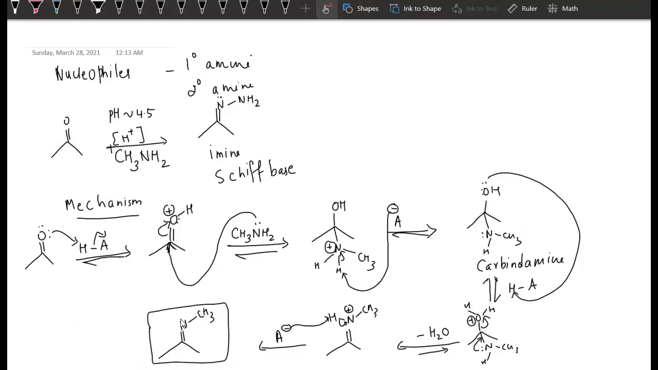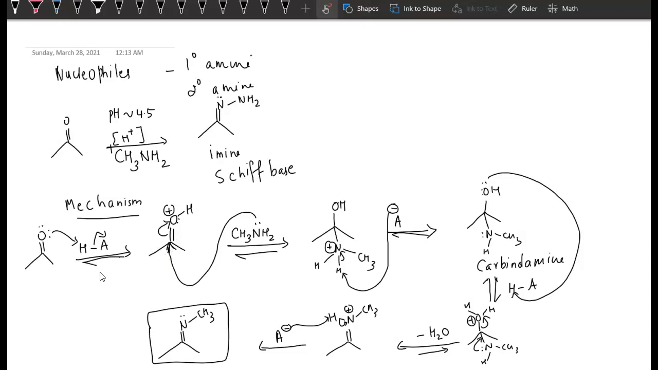Now remember that different derivatives of this amine could be used, and depending upon what starting compound is used, you will end up with different kinds of products. But you need to know the mechanism of this reaction. As I was saying, the pH of this reaction is very important, because if the pH is too high, then the carbonyl group is not protonated.